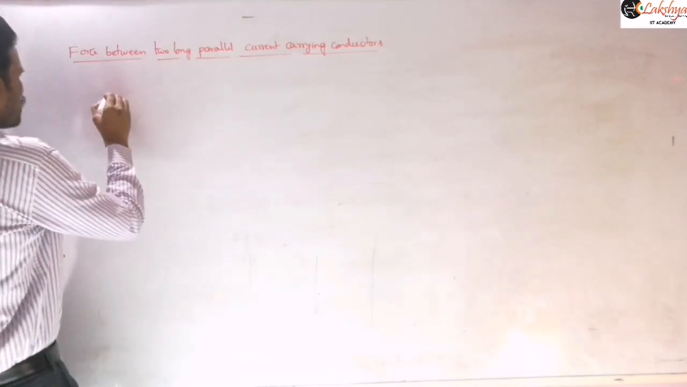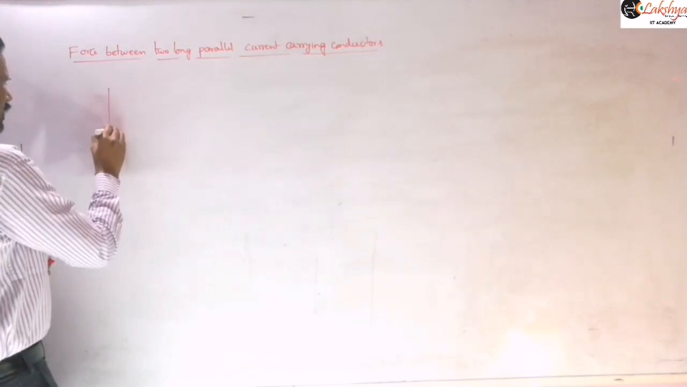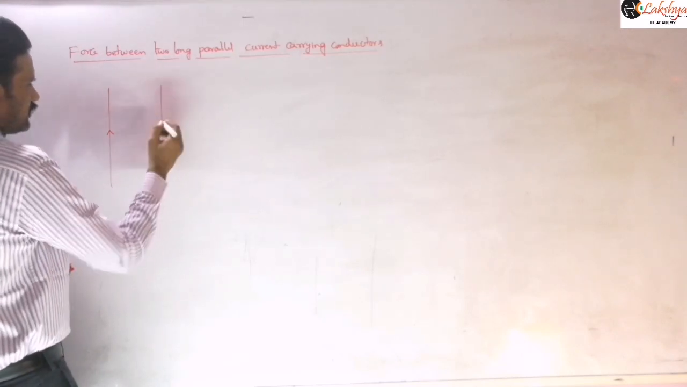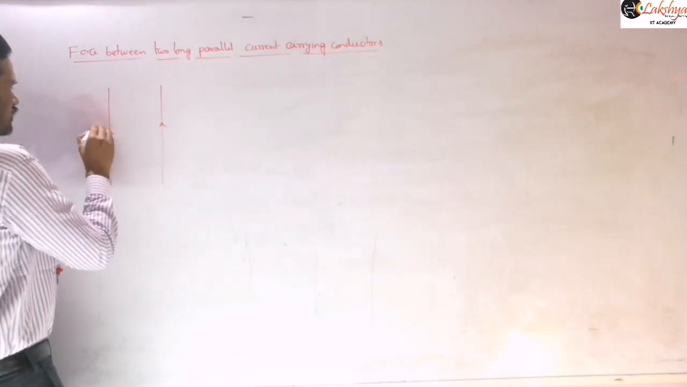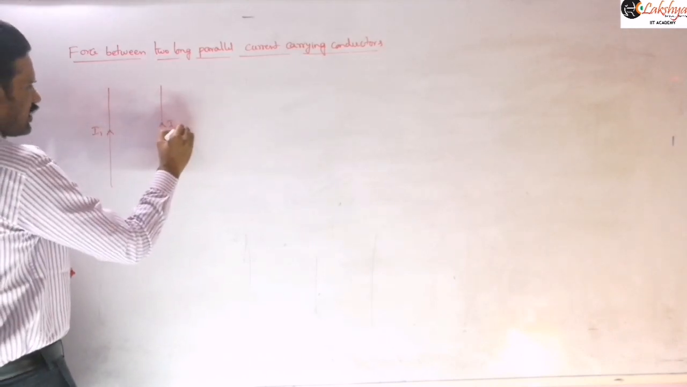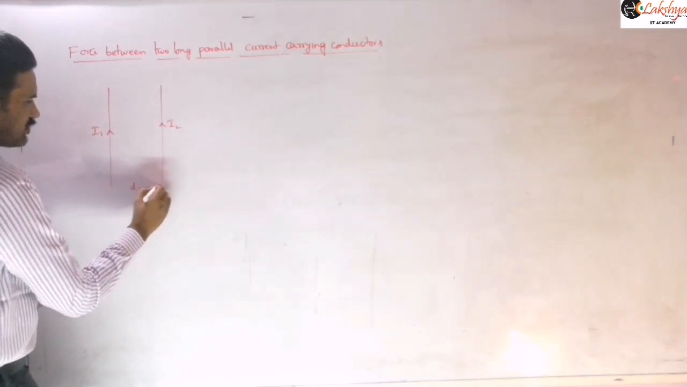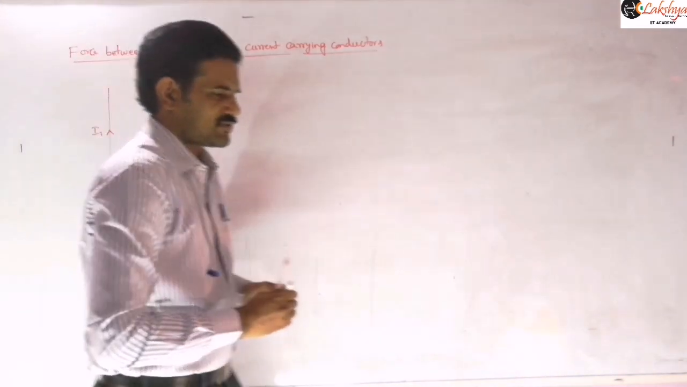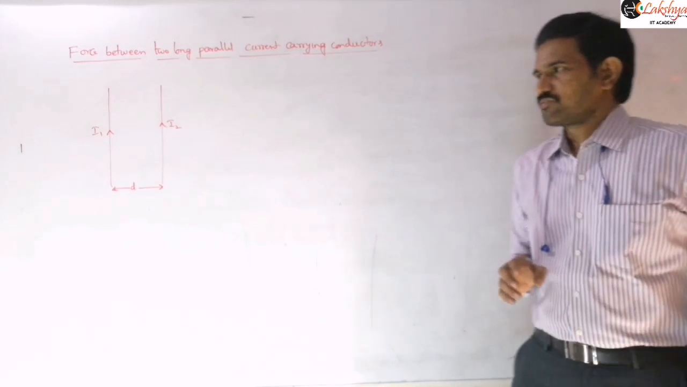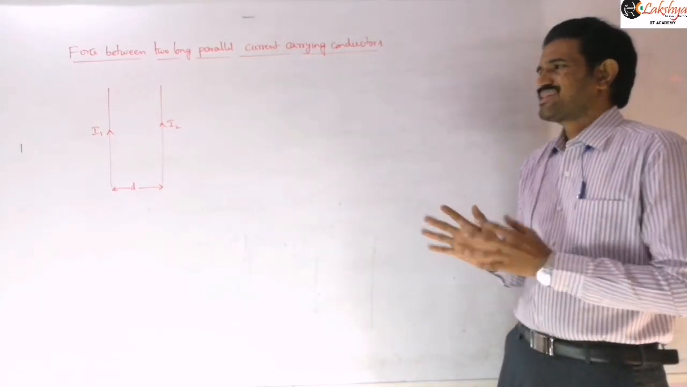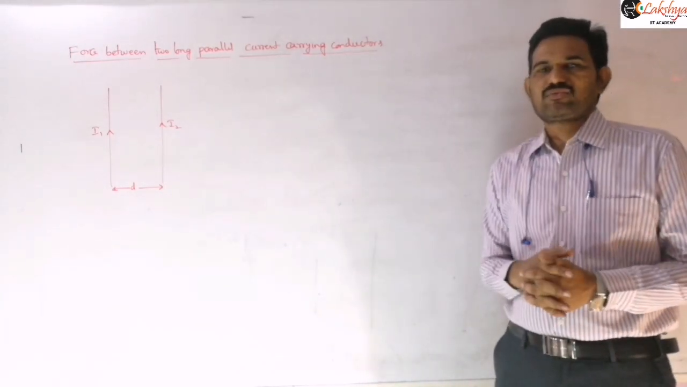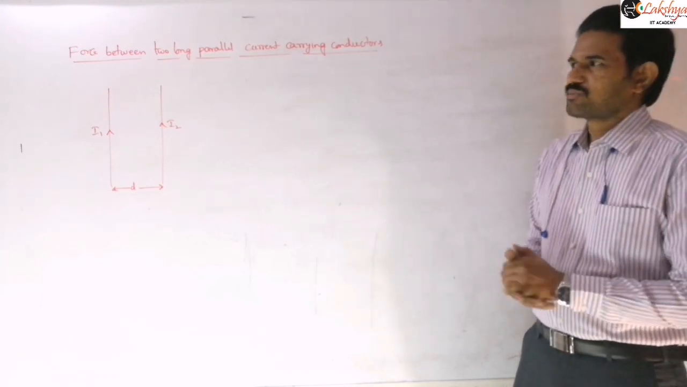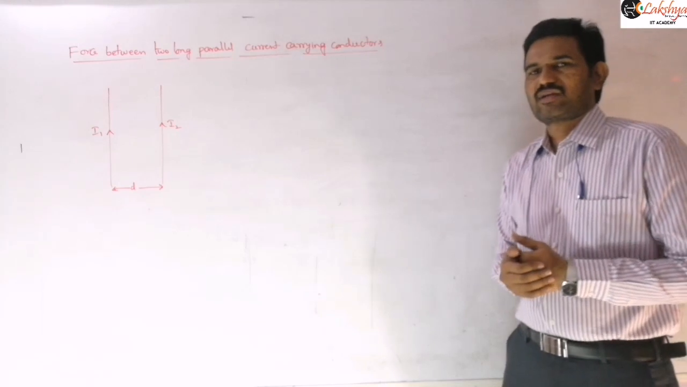Here I am assuming two long parallel current carrying conductors are placed like this, right? I am taking this current as I1 and this current as I2, and the separation between them as D. Now first let us discuss why this magnetic force will arise here. First I am explaining how this magnetic force will act between these two current carrying conductors.